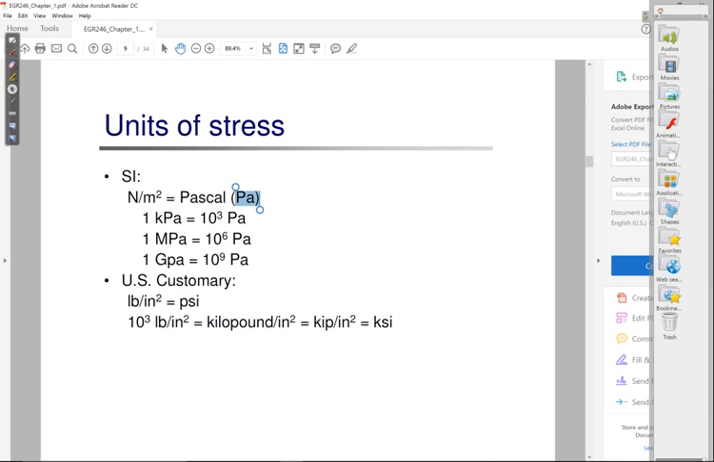Here in the United States, you as the engineer have to be comfortable using both the SI system and the US system. The rest of the world pretty much uses SI. The US and Liberia, I believe, are the only other country. We're the two countries that use our US system.